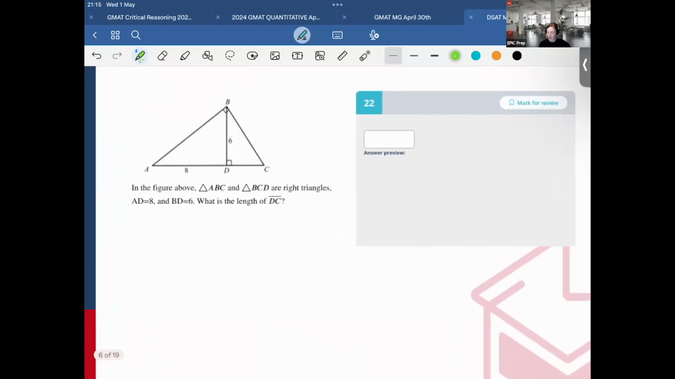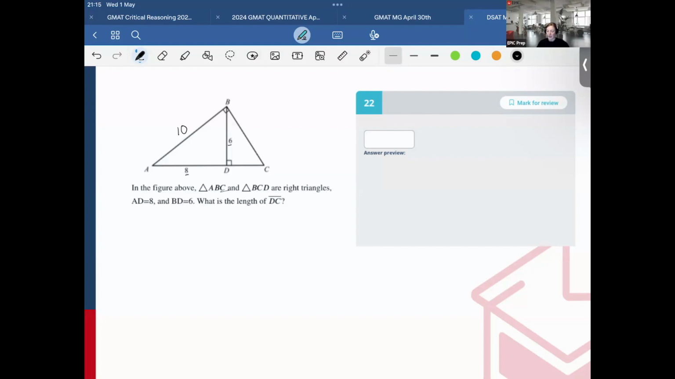Okay, so let's look at this question. Here, we're given a triangle, and it says in the figure above, triangle ABC and BCD are right triangles. AD equals 8, BD equals 6. What is the length of DC? If I wanted to solve this, my first thing that I recognize is a Pythagorean triplet. It's a 6, 8, 10.